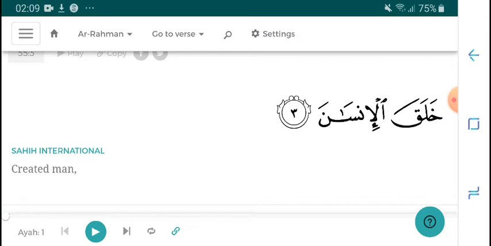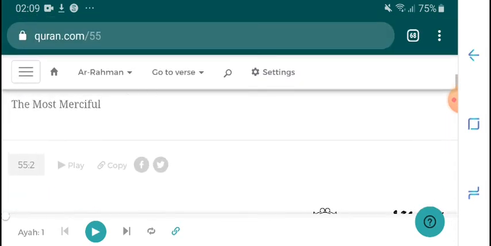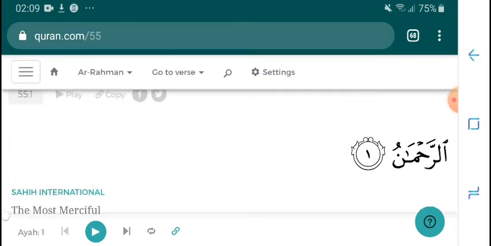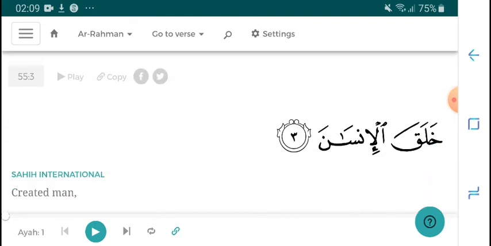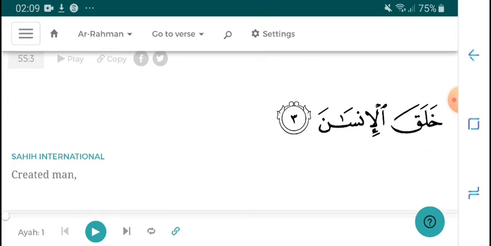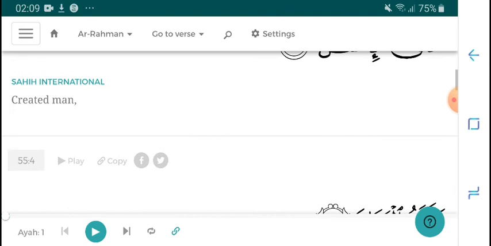Who's done the creating? Ar-Rahman. Why? Because there's a dhamma on there. Now, what has the fa'il, the doer, created? The fa'il has created al-insana, mankind. Why is that the object? Because it has a fatha on the end. So we know who's done the creating, and we know who the creating has been done for, the al-insana.